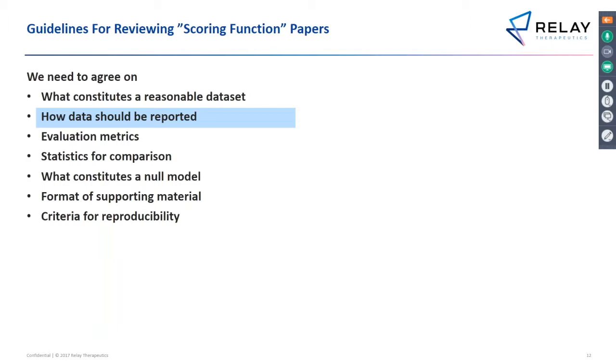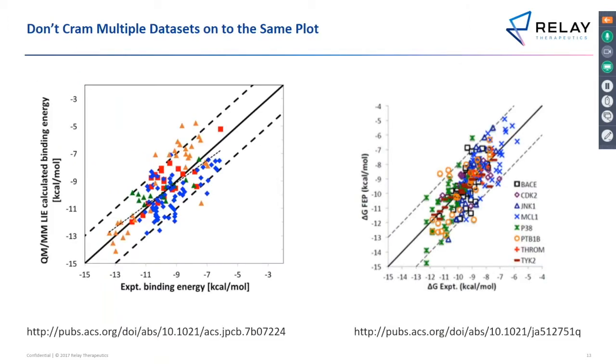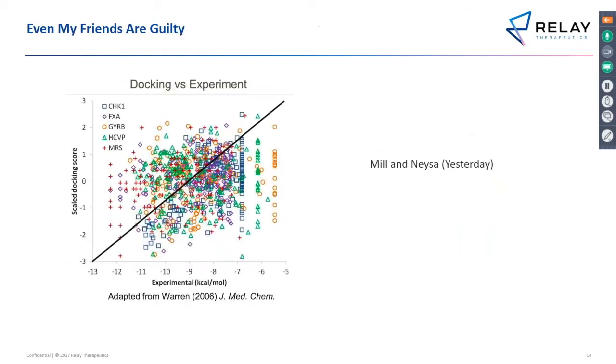Okay, here's another thing that really bothers me, how data should be reported. I hate this. Please stop doing this, okay? Please stop cramming so much data on one plot. I mean, Edward Tufte would just run screaming from the room. If you saw this, this is meaningless. It's horrible. Please stop doing this.